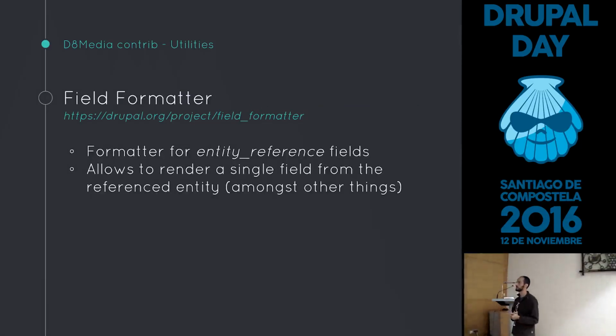This last one is a very small one, but very handy. If we want to show a referenced entity that's being used in an entity reference field, but we just want to show a single field from the referenced entity, this module provides a formatter that does exactly that. So we don't need to create a view mode, expose a single field on this view mode, and then render the entity on this view mode. This module allows us to fetch a single field from any entity reference field.